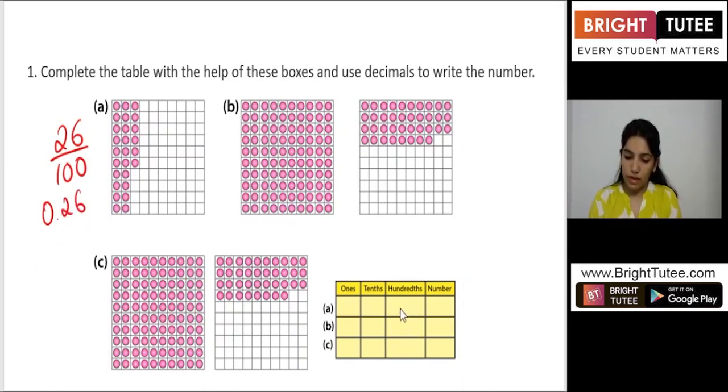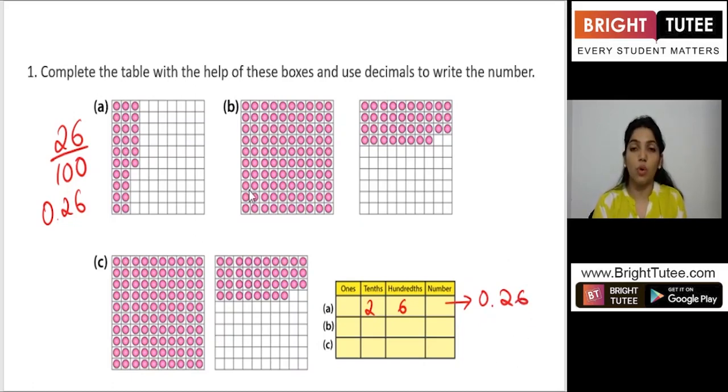Here we have got at the tenths place a 2. At the hundredths place, we have got a 6. So what is the number? The number, as we have written, is 0.26.